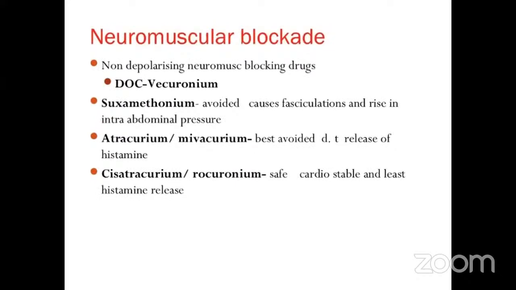For neuromuscular blockade, we most commonly use non-depolarizing agents, and the drug of choice is vecuronium. Succinylcholine is avoided as it causes fasciculations and a rise in intra-abdominal pressure. Atracurium and mivacurium are best avoided due to histamine release, whereas cisatracurium and rocuronium are safe as they are cardiostable and produce less histamine.